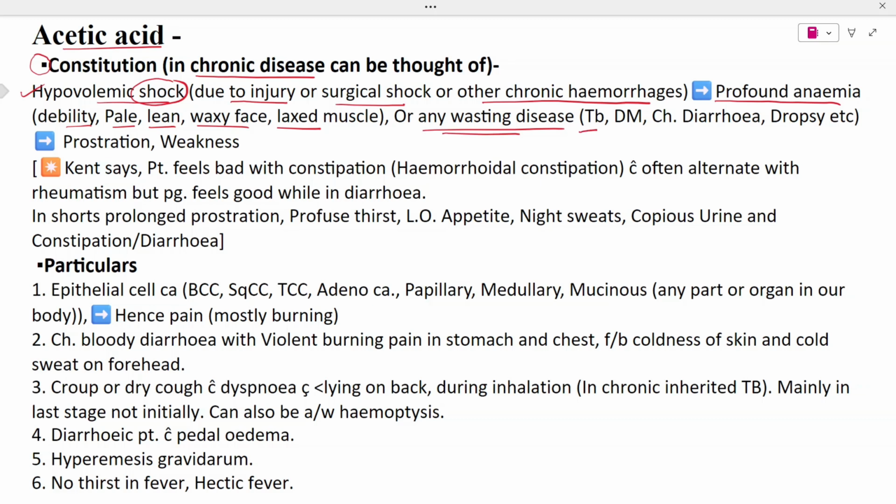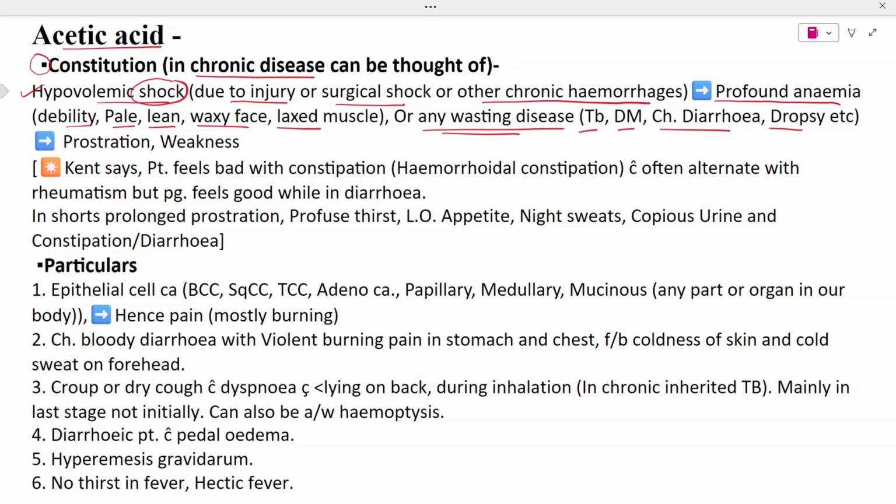For example, in case of tuberculosis, diabetes, chronic diarrhea, dropsy, etc. So these are the diseases where the patient suffers for long, and these long standing sufferings result in profound weakness. There may be acute wasting disease, or there may be any history of wasting disease because of which the patient now suffers from profound weakness. So this is the chronic constitution.